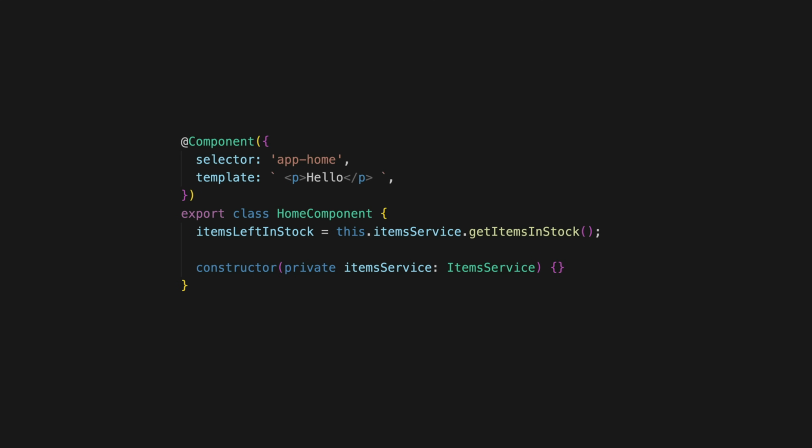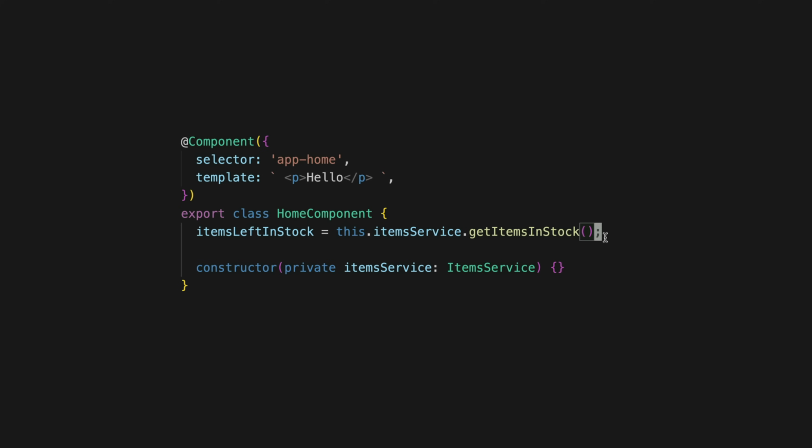So let's jump into some code and take a look at an overly simplistic example to get right to the heart of what coding declaratively in Angular means. So I have this class member called items left in stock, and I assign it whatever value is returned by this method. So is this declarative or is it imperative?